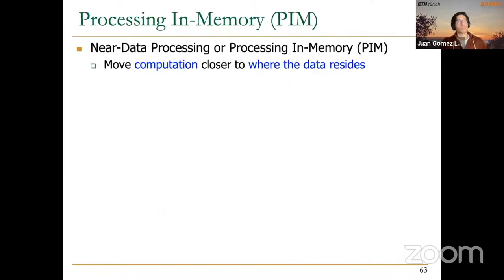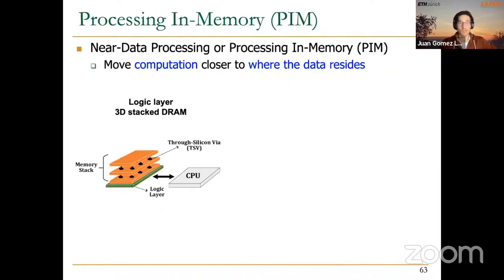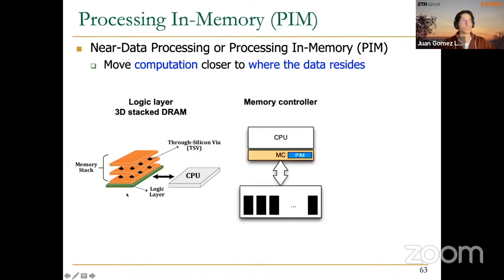So this is processing in memory. There are different types of processing in memory that we are going to cover in this lecture. Here you see the first example that I mentioned a couple of slides ago: using this 3D stacked DRAM and taking advantage of the logic layer to put there some small processors, accelerators, for example.